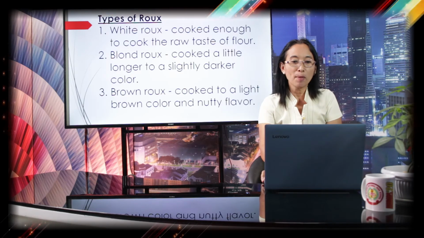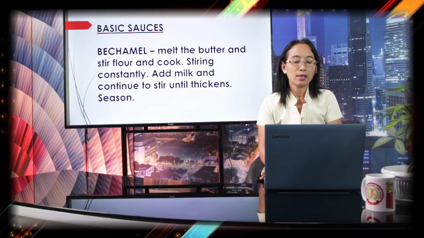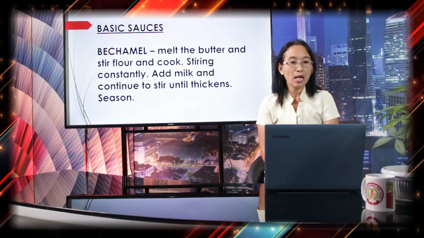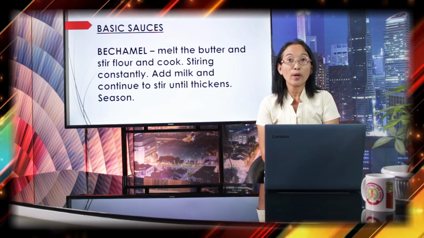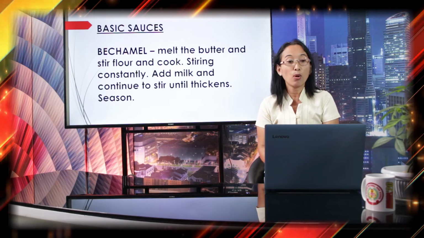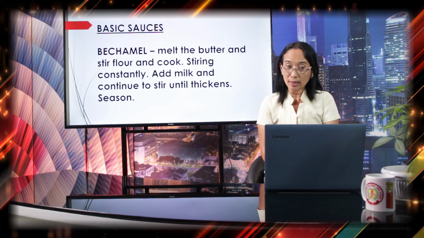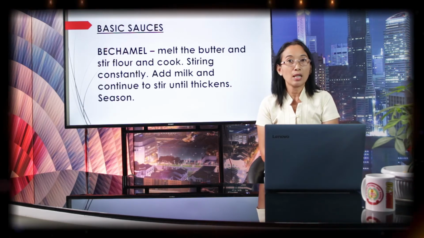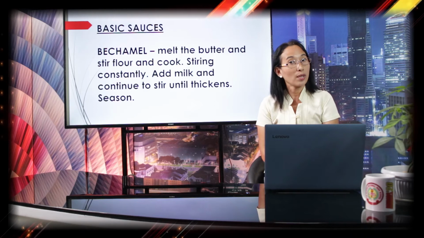How to make bechamel? So in making a bechamel, you melt the butter and stir in flour and cook using a saucepan on low heat. Stirring constantly, you add the milk and continue to stir until the sauce thickens. Then you can season it.